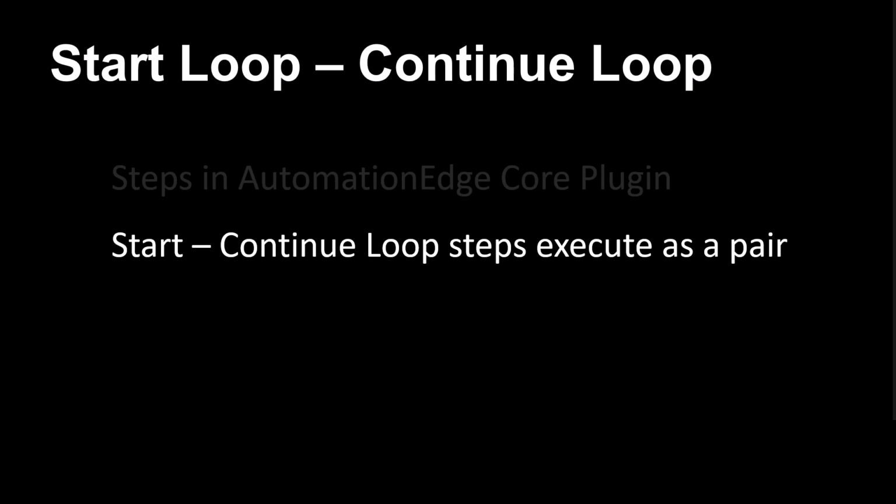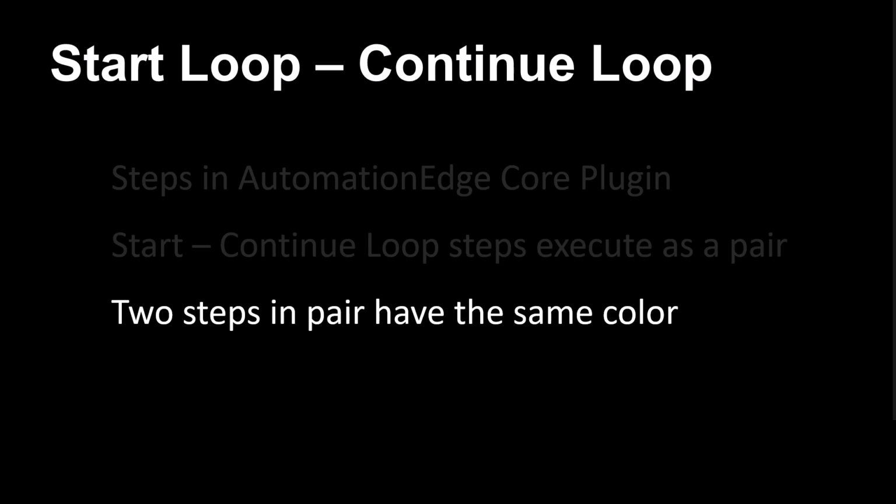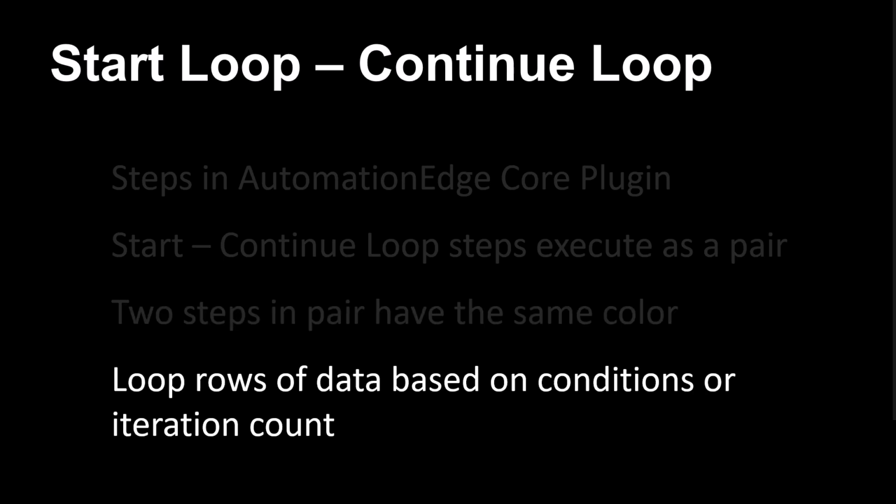Start loop and continue loop steps execute as a pair. The two steps in a pair have the same color. If you add or drop any other pair in the workflow, it'll have a new color for the pair. The start loop and continue loop loop rows of data based on conditions or iteration count.